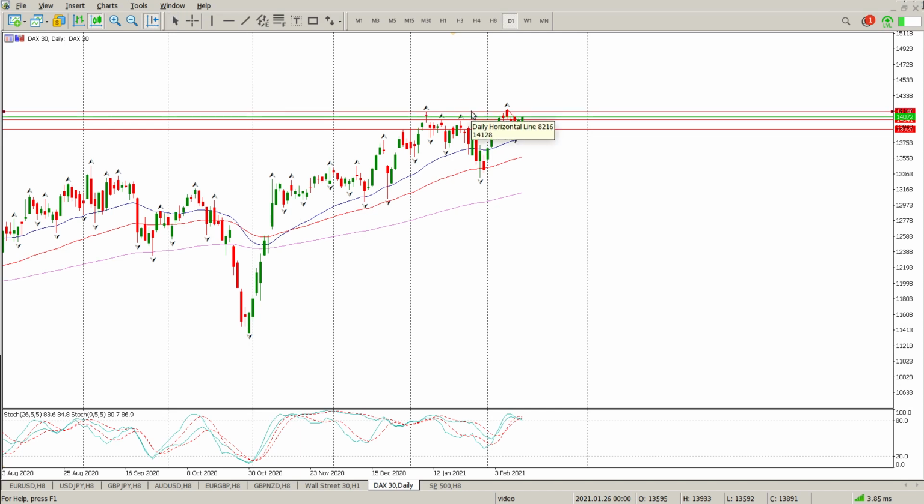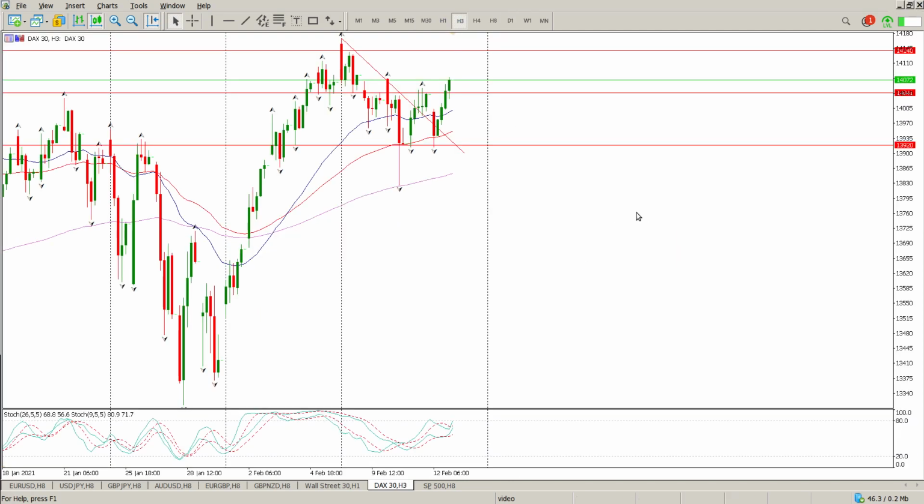We're looking for this high here, that fractal there. So those are the two levels, and this level to the upside, that is 14,140. Those are the areas that we need to watch out for. To the downside, we've got this 13,920, 14,000 area. That's kind of where the buyers are waiting.